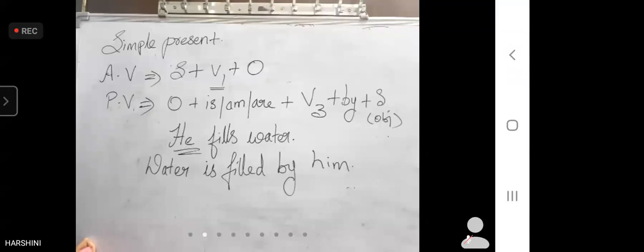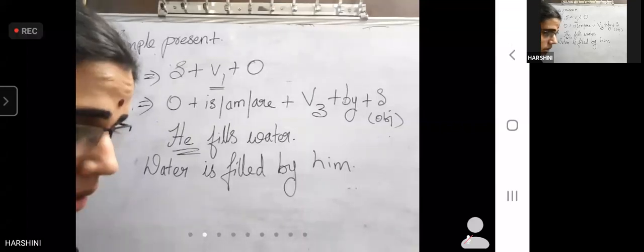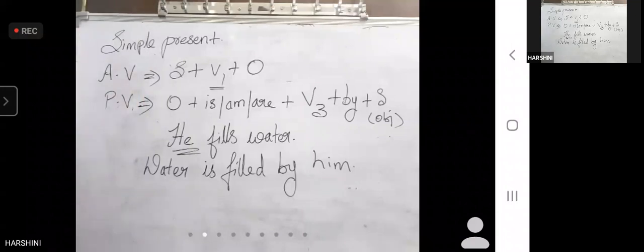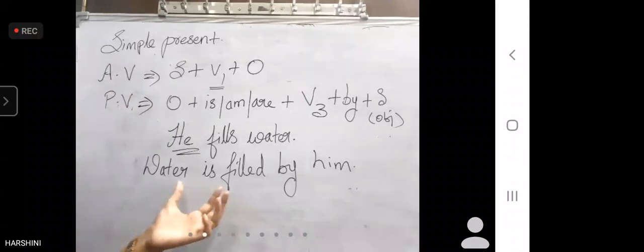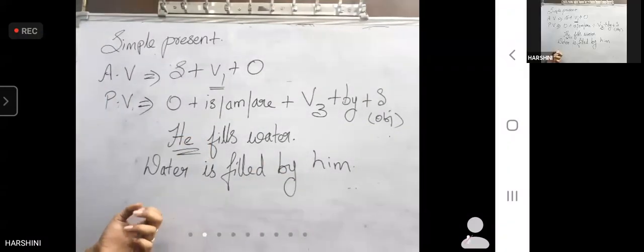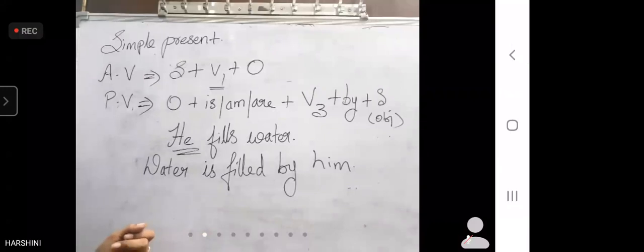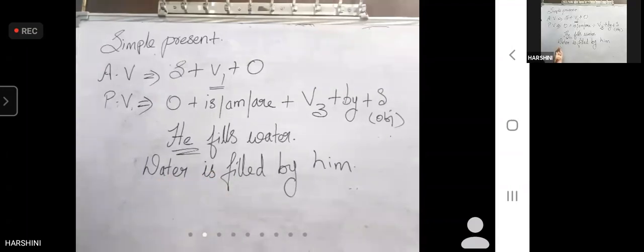Okay. Now my sentence. He likes chocolates. What's the answer? Chocolates are the object, so chocolates come first. Chocolates are liked by him. Correct? Chocolates are liked by him. Next, he cracks jokes. Jokes are cracked by him.